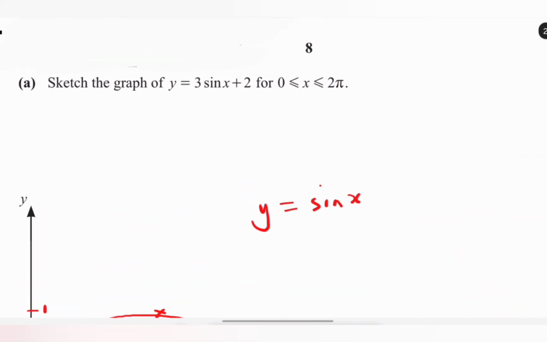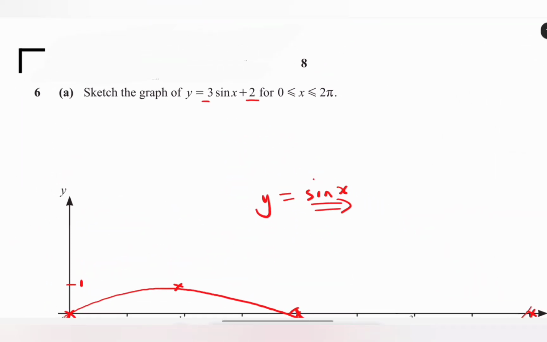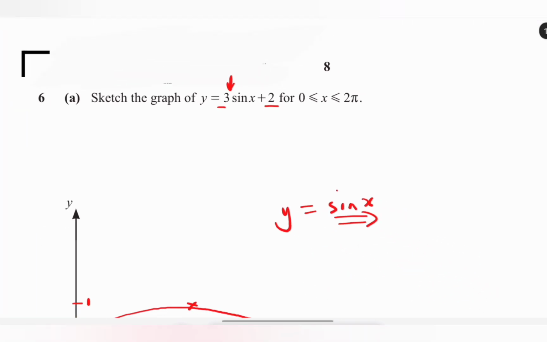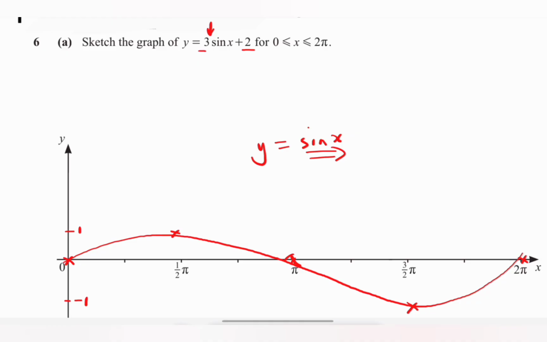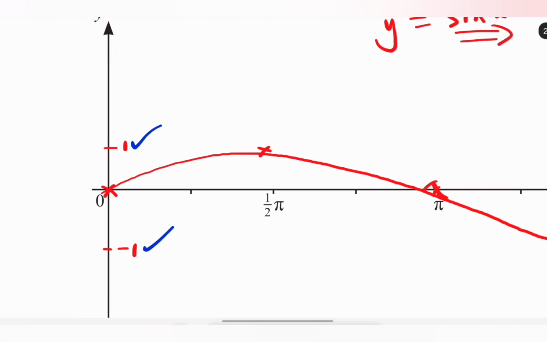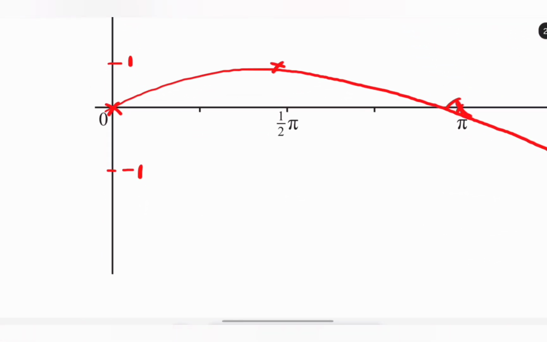But as you can see, we have 2 transformations on this, and the first one being this 3. So 3 is multiplying the graph, meaning it's a stretch in the y direction. So it multiplies this, right? And if we multiply 1 by 3, we get up to 3. And if we multiply minus 1 by 3, we get down to minus 3.